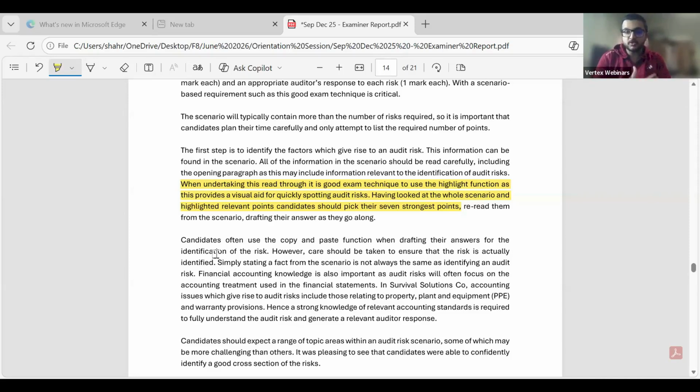You need to copy and paste, but with a bit of context in the sentence so that the examiner knows that you're trying to identify. You are showing the examiner that I've identified the risk, and then you will be rewarded half a mark for that. And then you carry on explaining that risk in the second paragraph. The first paragraph you are identifying the risk. In the second paragraph you are explaining why you feel it is a risk.